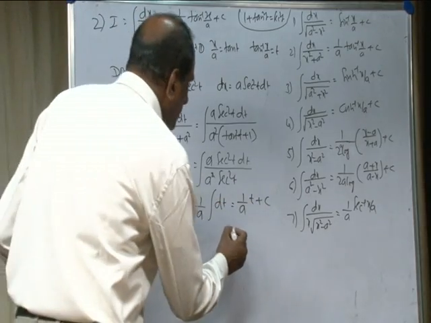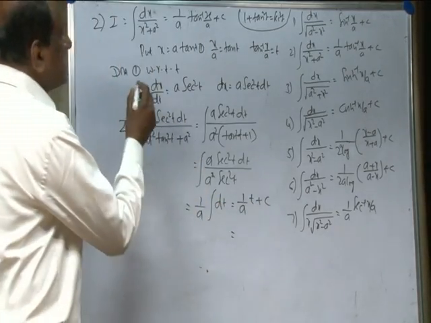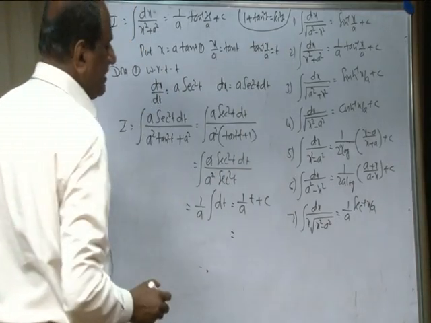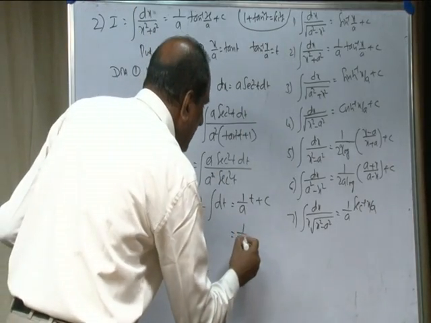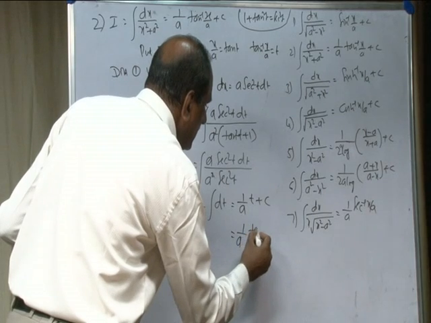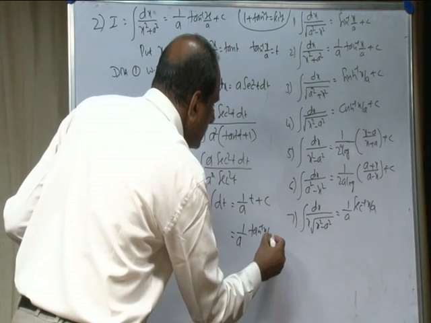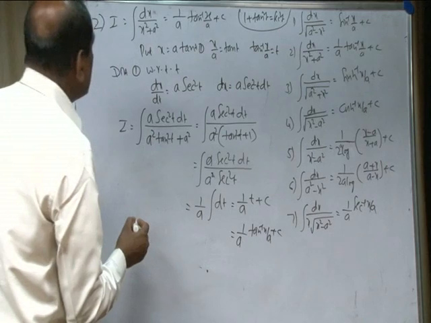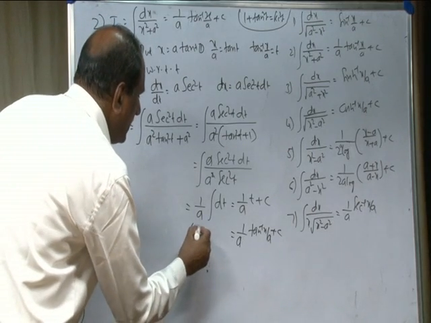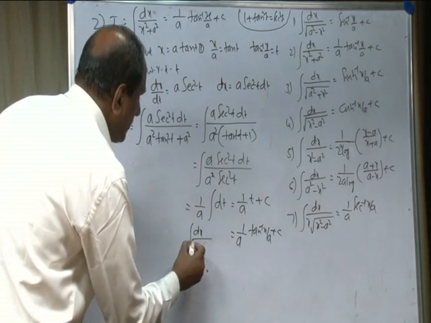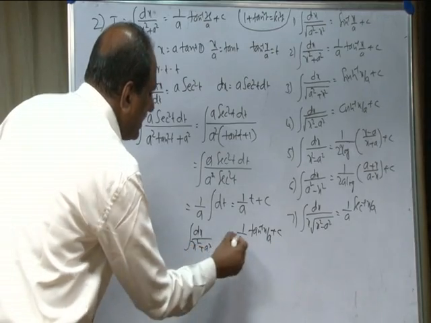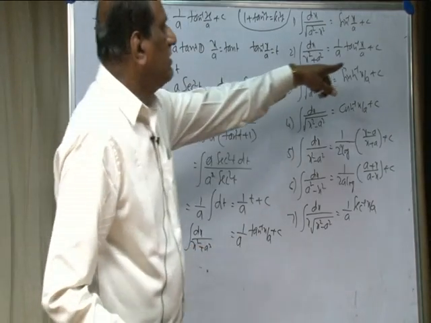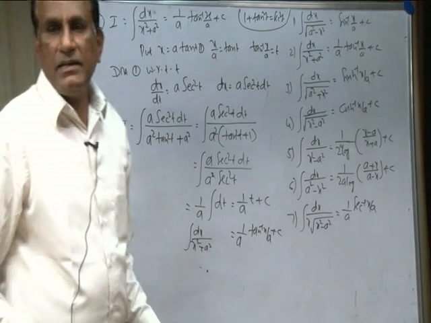So, substitute back for t. What is t? t is tan inverse x by a, so 1 by a into tan inverse x by a plus c. So what is the LHS? The LHS is the integral of dx by x square plus a square, which is equal to 1 by a tan inverse x by a plus c. Second result is proved.